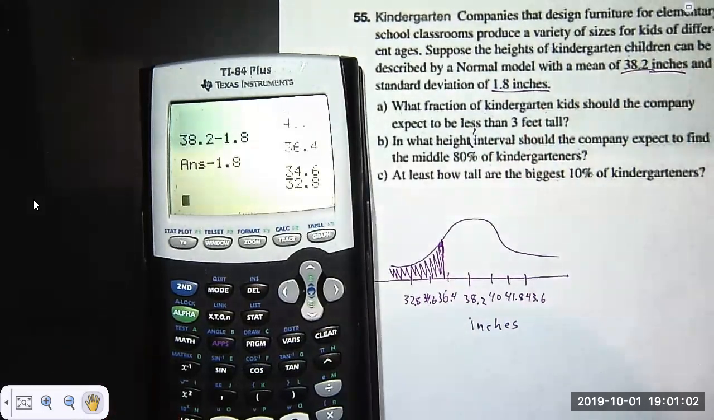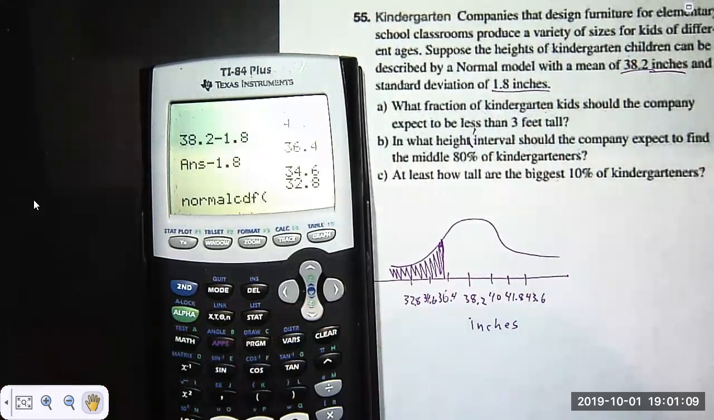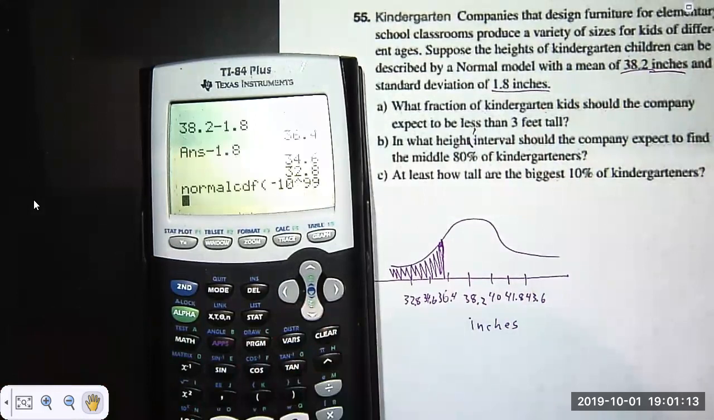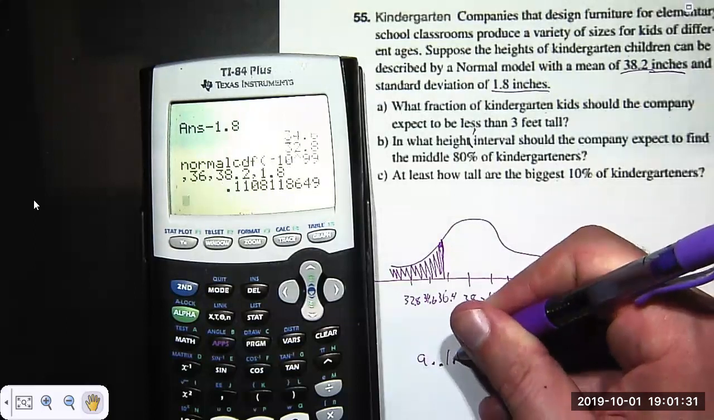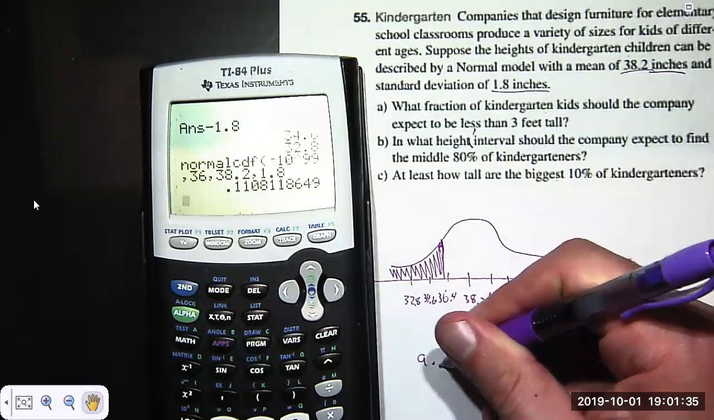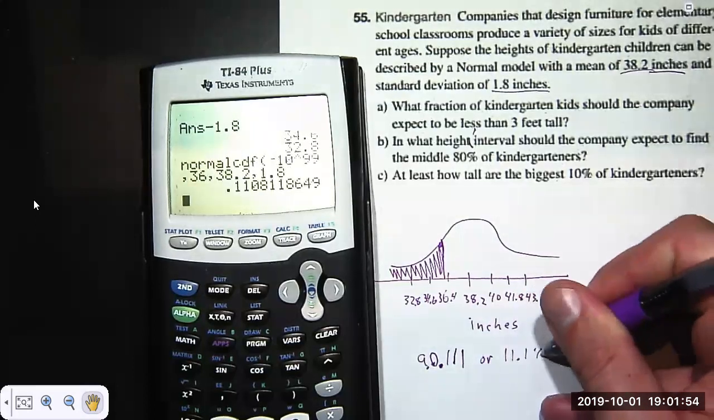And then we would want to do normal CDF. So second distribution, normal CDF. We're shading to the left, so negative 10 to the 99th is the lower bound. And then it goes up to 36. The mean is 38.2. Standard deviation is 1.8. And so it would be, for A, it would be 0.111. All right. Yeah, right there. So about 11%. 11.1%.